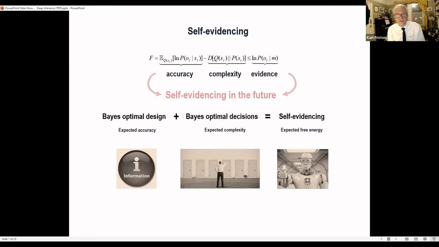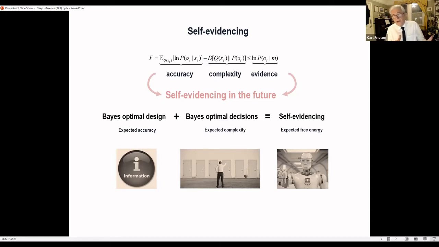And what we'll see is that this corresponds to the principles of optimal Bayesian experimental design, literally the principles that you would use when designing an experiment to get the right kind of data to minimize your uncertainty and resolve your uncertainty about your hypotheses. The expected complexity, we will see, corresponds to risk in Bayesian decision theory, meaning that minimizing expected complexity translates into making Bayes optimal decisions in the sense of Bayesian decision theory.